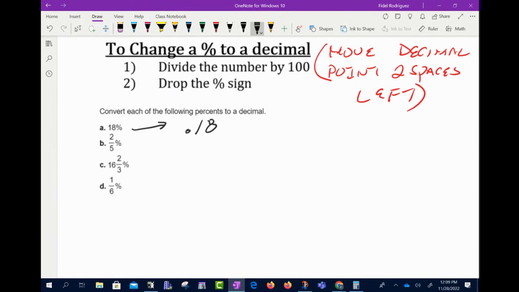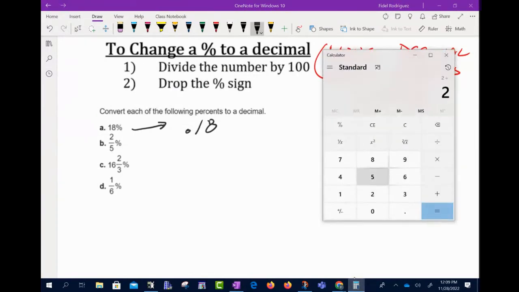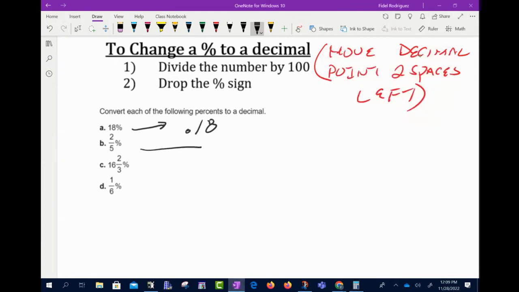Okay, so let's take a look at the next one. It is 2/5%. Okay, so let me see what does 2/5 look like. 2/5 would be 0.4. Okay, so this here, y'all, is the same thing as 0.4%. I'm going to move it 2 spaces to the left, so 0.004. Okay.